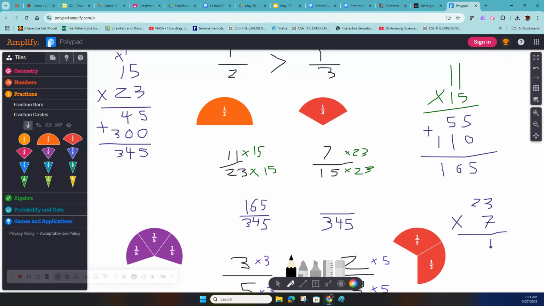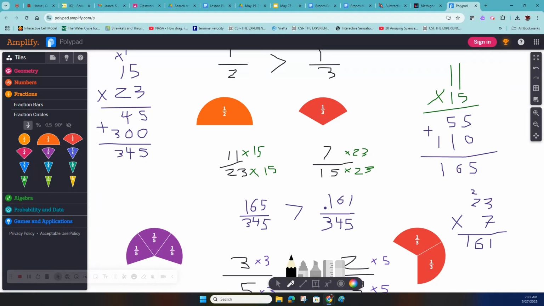7 times 3 is 21. Carry the 2. 7 times 2 is 14, plus 2 is 16. Boom. Done. Okay. So now we have a common denominator. Really easy to compare. And now all I have to worry about are the numerators. Which numerator is greater? Boom, this one. So we can say that 165 345ths is greater than 161 345ths.